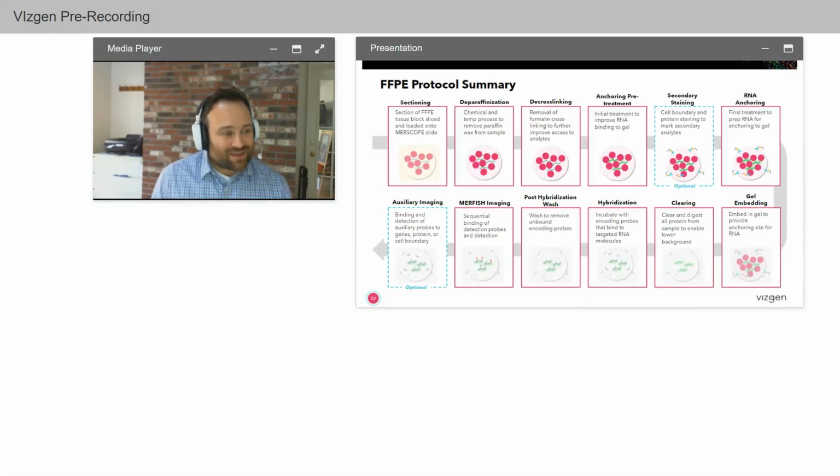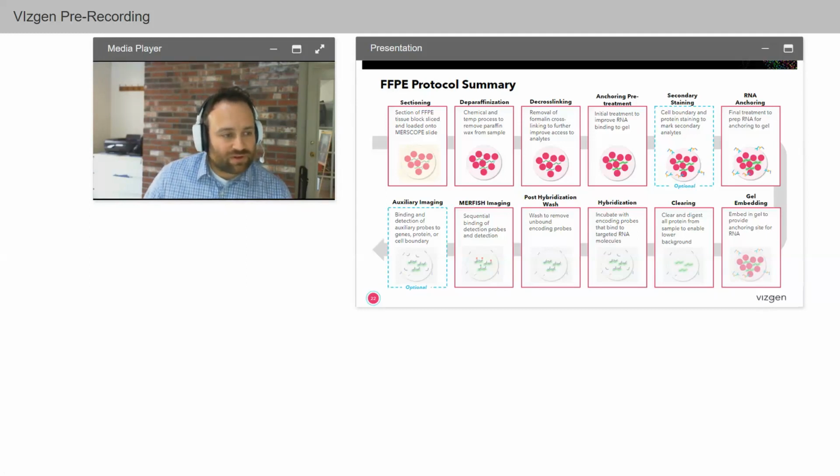So now the second major component of our FFPE sample prep solution is our FFPE protocol. Here we had to change things up because we know FFPE samples have that wax, and they cross-link the tissue. So we needed to develop a new protocol in order to open the tissue up and expose those analytes for downstream MERFISH imaging.